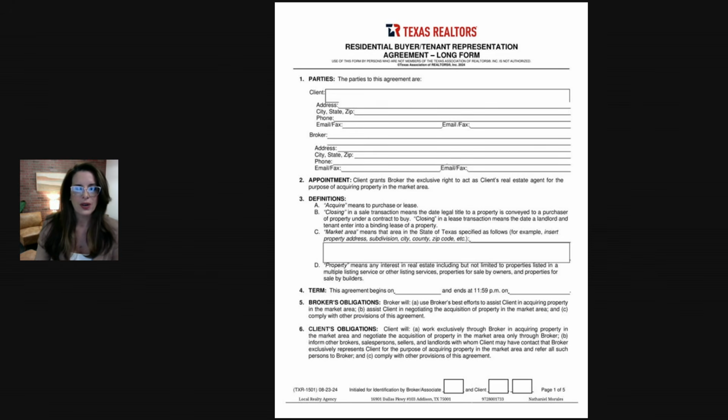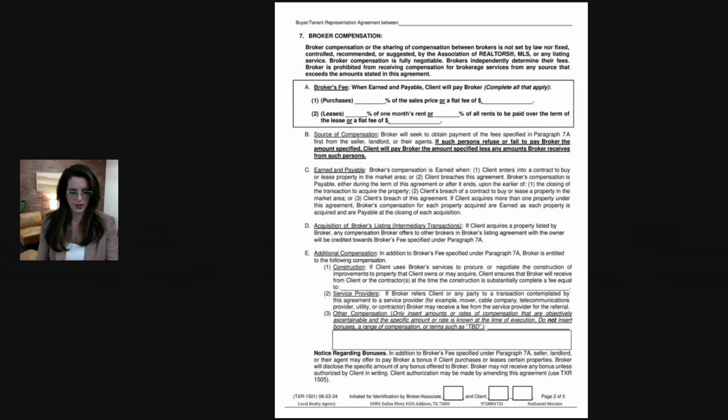Let's go to our next page. Here we go. Paragraph 7, broker's compensation. The most confusing part for real estate agents to actually grasp how to explain this. This is where agents get uncomfortable discussing money. Guys, this is what we get paid for, and we get hired to be negotiators. So it's super important for you to have the confidence to say, this is what I make. This is how I get paid. This is who pays me. So let's dig in. Here we go.